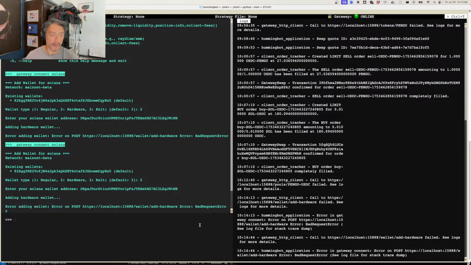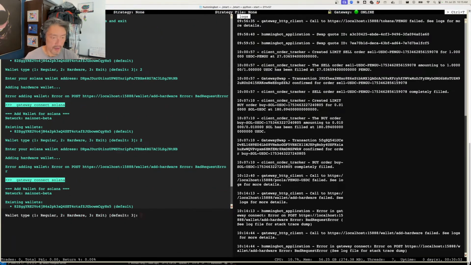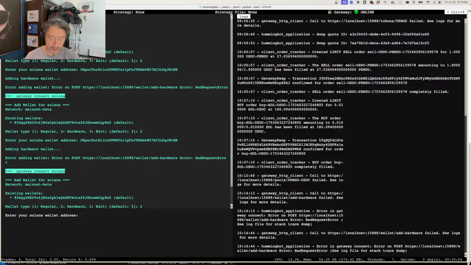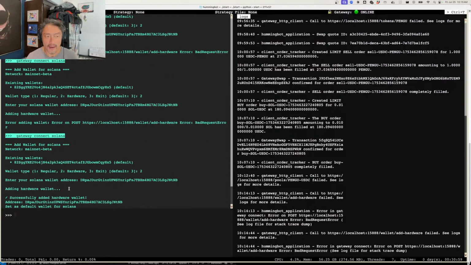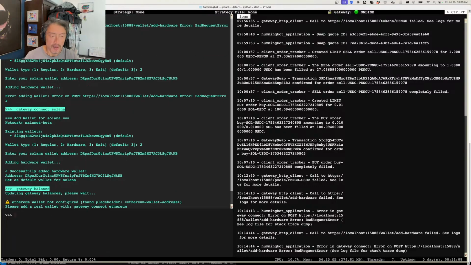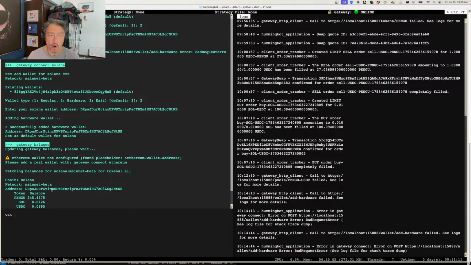Okay. All right. So let's do that again. Now it basically connected my hardware wallet and it created an entry in the database for it. And now if I do gateway balance, I'll see that this is my hardware wallet that's being used for this. And actually, I do have some Pengu in that wallet, so Pengu did show up here for me as well.